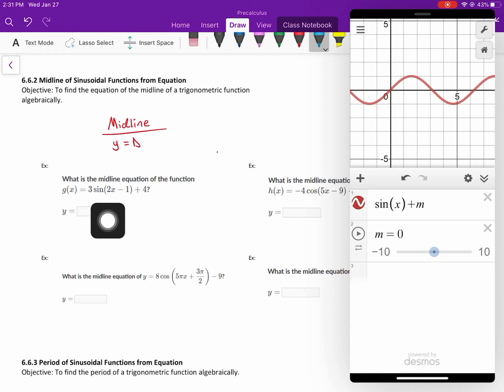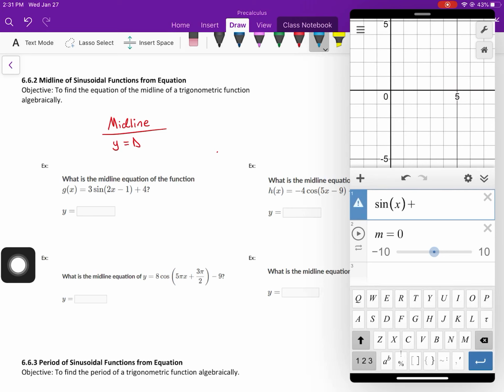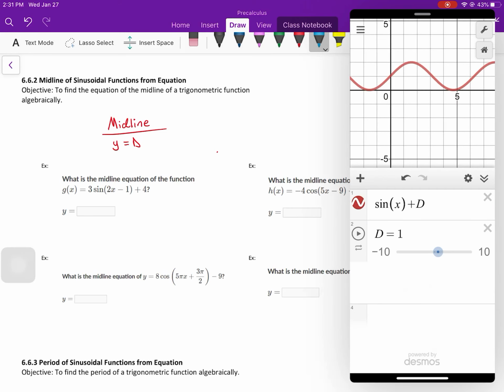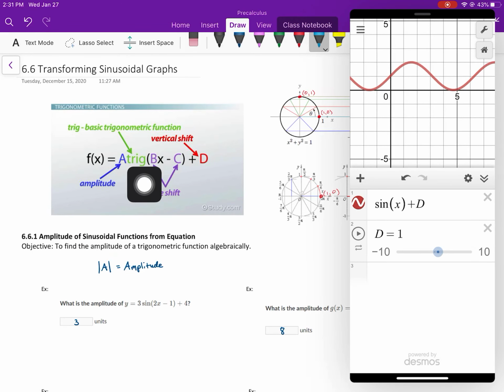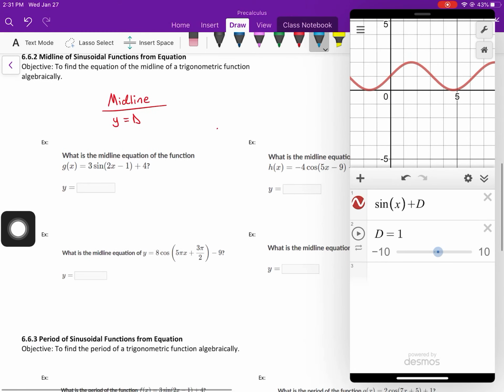So I have here sine of x plus m. I'm going to say m for the midline, but actually let's just call it d, because that's what they're calling it in this formula here. So a trig function, sine or cosine, of bx minus c, and then plus d. We're looking at this number on the outside, and that's what's going to affect our midline.